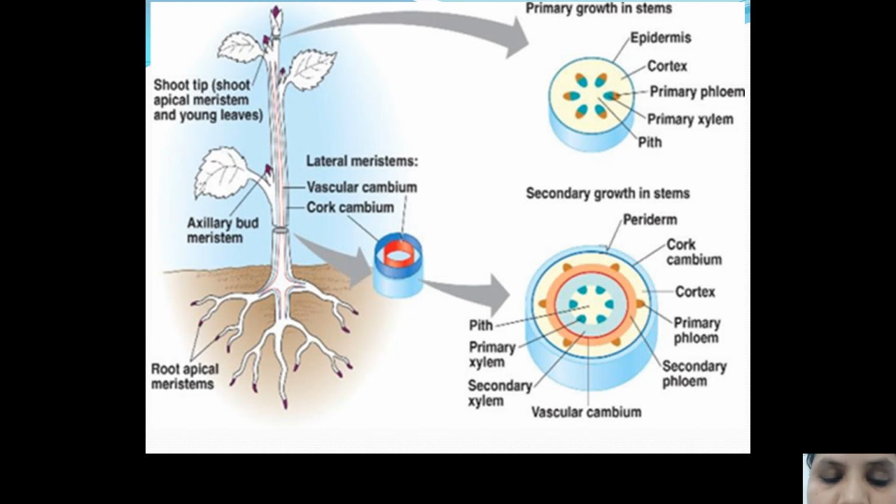as well as the lateral meristems, which are present towards the sides of the plant: the vascular cambium and the cork cambium, which play a major role in the secondary growth in stems. Next, the root apical meristems are also shown here. Now, a clear differentiation between primary growth in stems and secondary growth in stems is visible here.